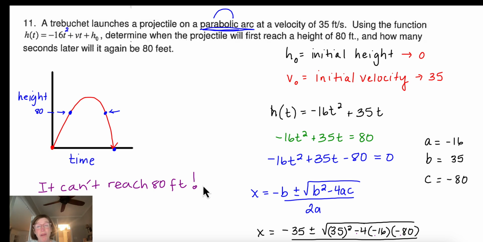And that can kind of throw you off. So remember that just like when you had regular linear equations, you also can have quadratic equations that have no solution.